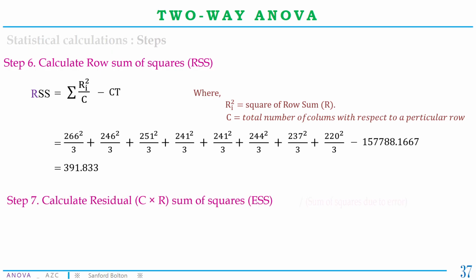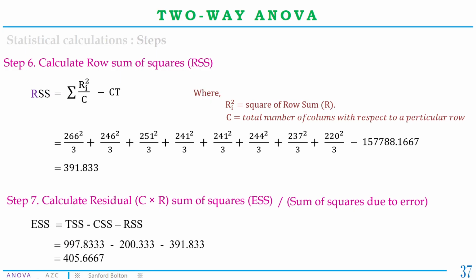Next step is to calculate residual sum of squares, ESS. It is also called as sum of squares due to error. Residual sum of squares found is 405.6667.